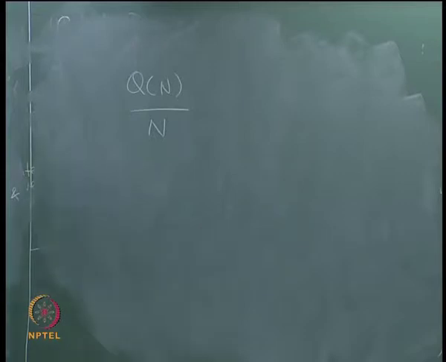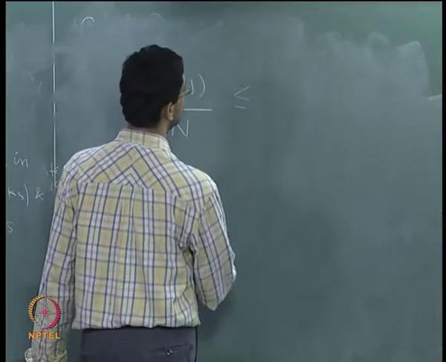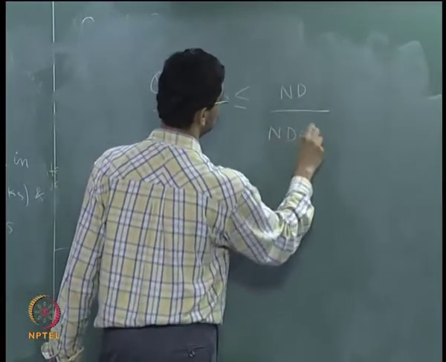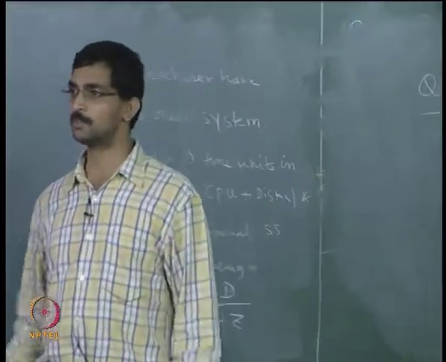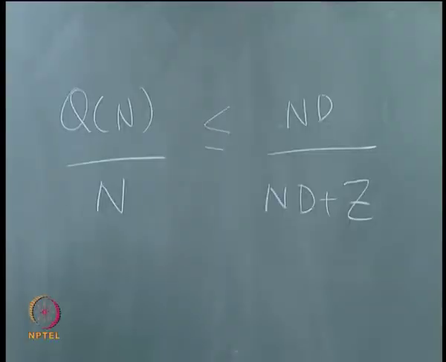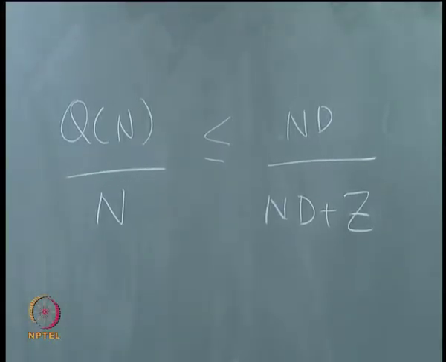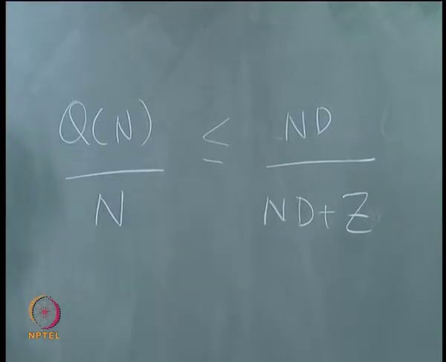So therefore this should be less than or equal to this, because the system is n times slower, but there is only one user in the system at a given point in time. The other system is n times faster, but you will have in the worst case all n users in that particular system, right. Therefore this should be your other end of the bound.